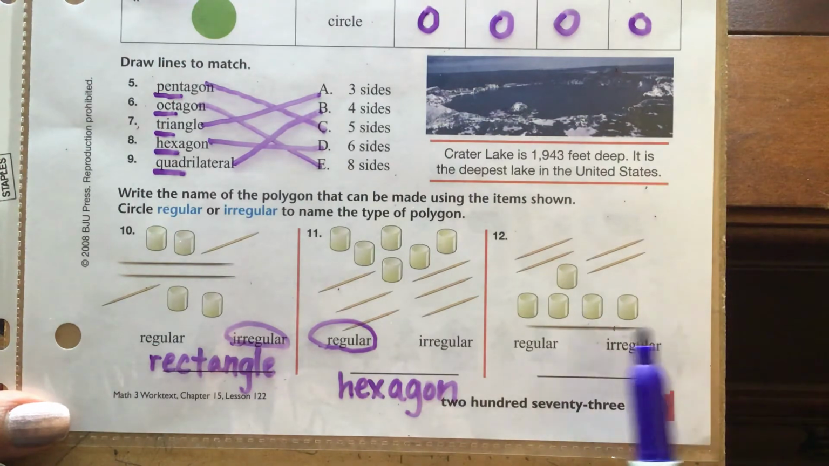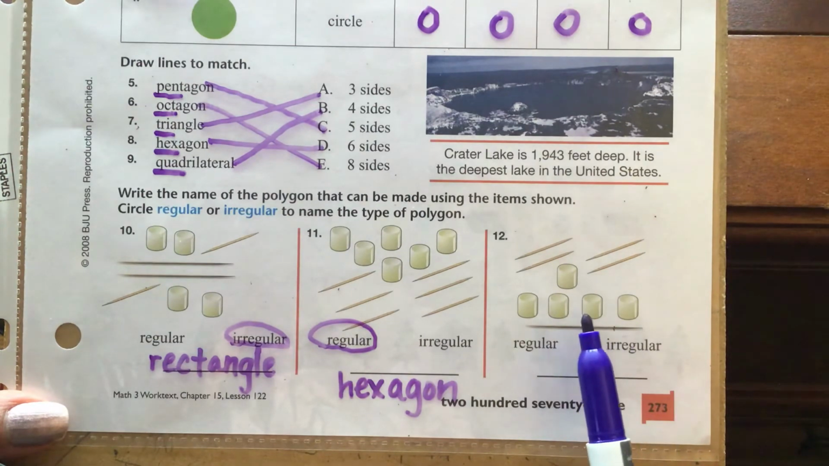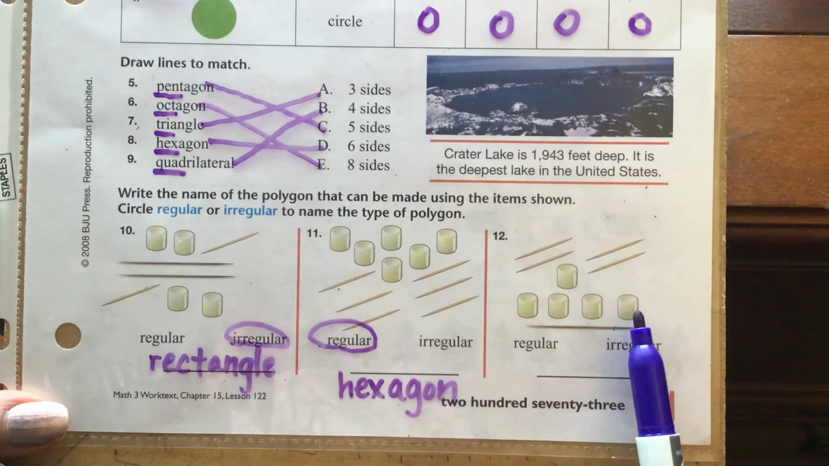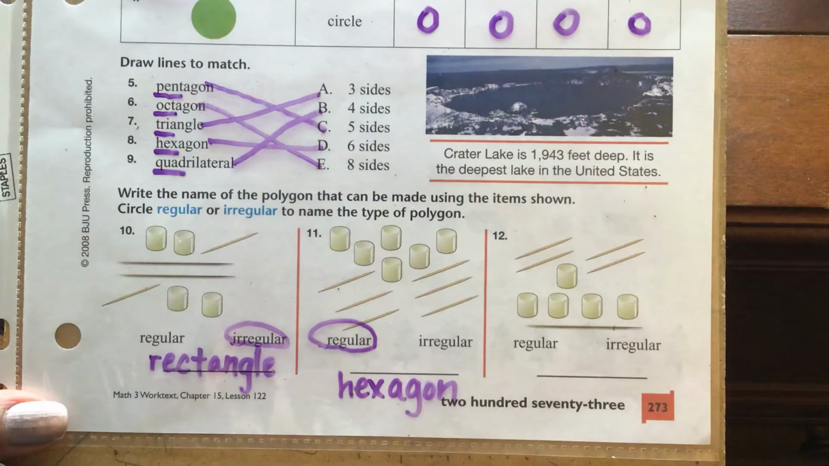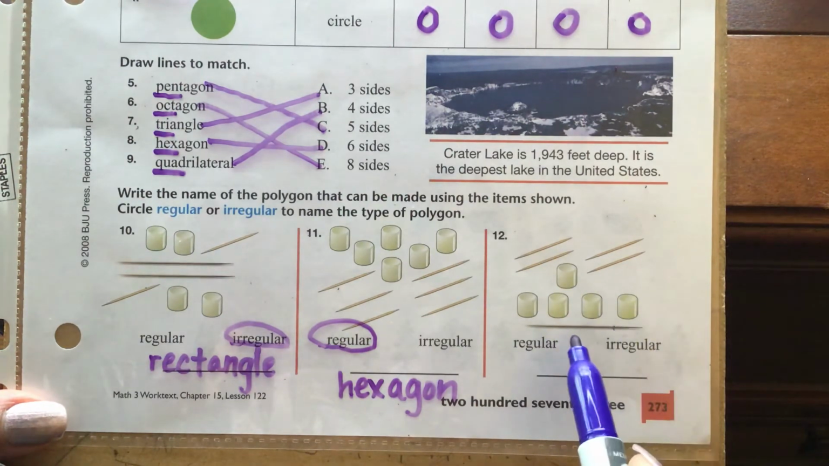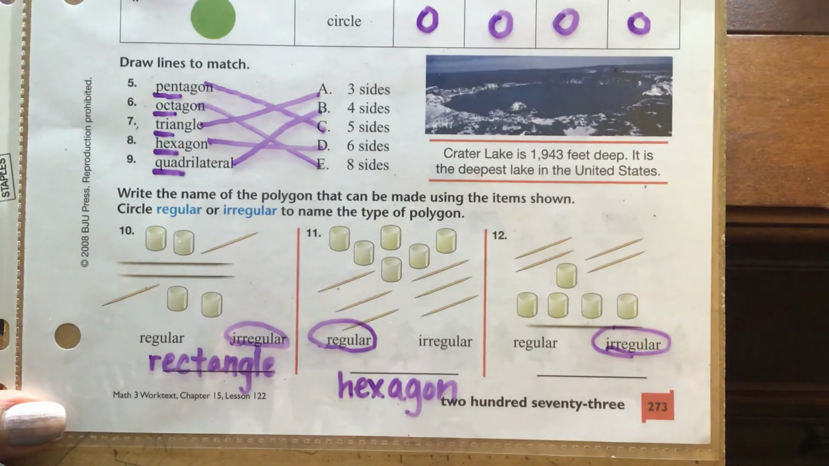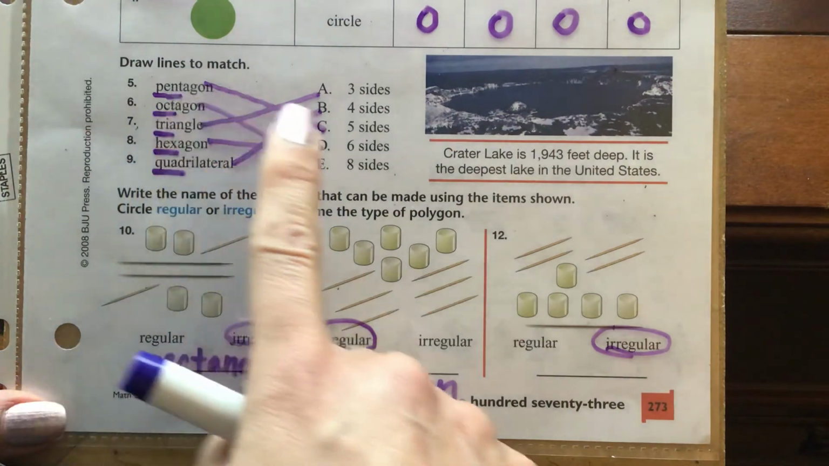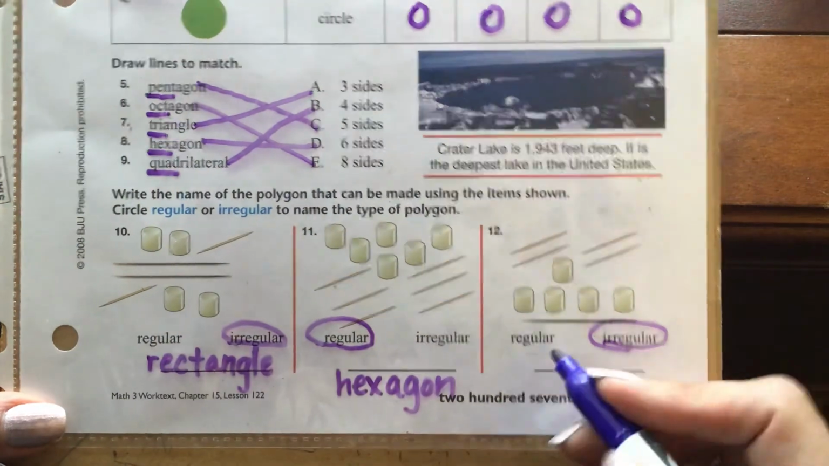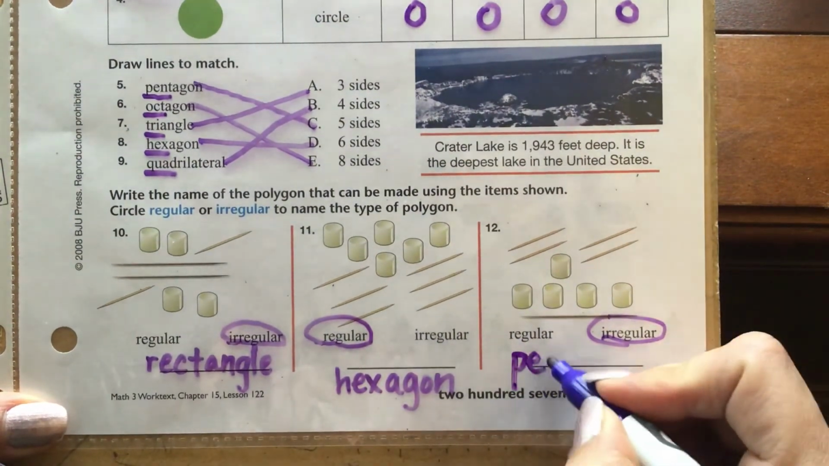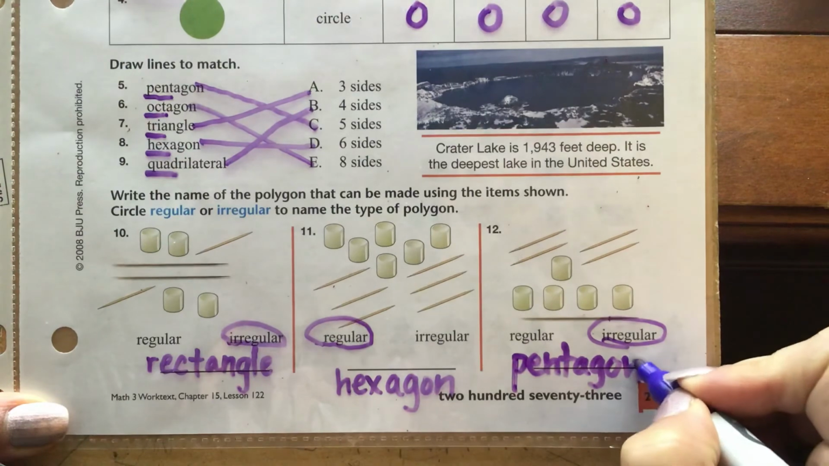Number 12, we have 5 sides: 1, 2, 3, 4, 5. And we have 5 marshmallows, which represent our vertices and angles. So it's a 5-sided shape. Are all the sides the same length? They're not. This one here is longer, so it's irregular. What do we call a 5-sided shape? Again, you can come back up here. Here's 5 sides, and I follow it over. We call it a pentagon. So you're going to write pentagon on the line there. Whoops, my whole paper's moving.